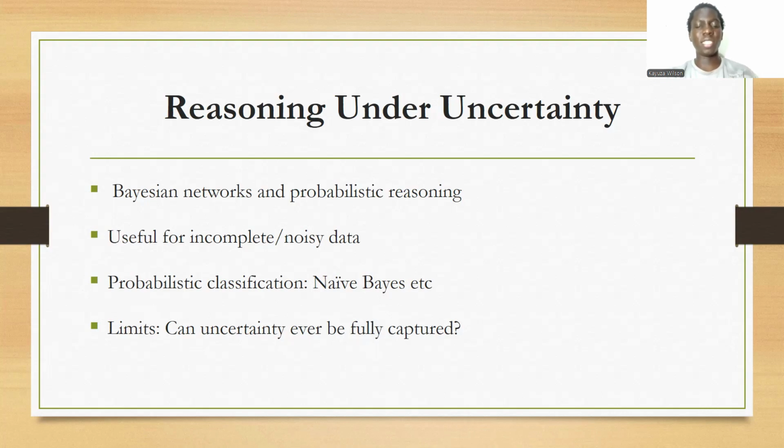I remember computers don't have guesswork. They have to work on present data values or data sets to make a decision. So that's one of the limits. Can uncertainty really be fully captured?